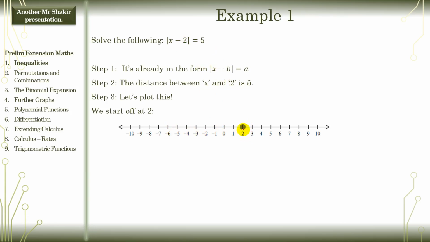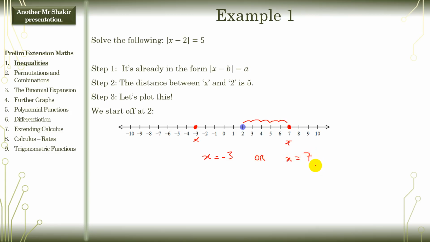So x is 5 units away from 2, so it'll be 1, 2, 3, 4, 5. That can be x. Or x could be on the other side as well, 5 units away. 1, 2, 3, 4, 5. There we go. That's also 5 units away. That could also be x. X could equal negative 3, or x could also be 7.